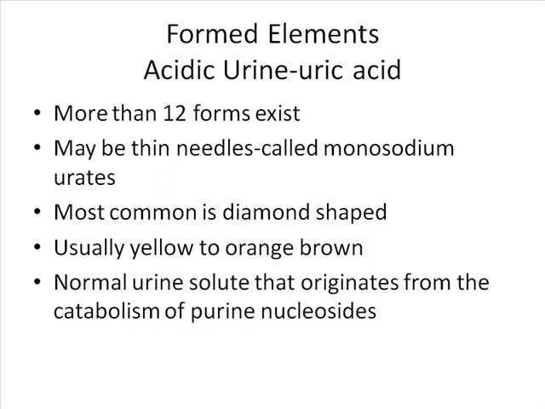Uric acid has more than 12 different forms. If they are the needle-like forms, they are called monosodium urates. Remember, where do we see the needle-like forms? In knee fluid, toe fluid, gout, okay? But what we normally see in urine is the diamond or football-shaped forms, I like to call them, and they're kind of yellowish in color. That is the very common form in urine.